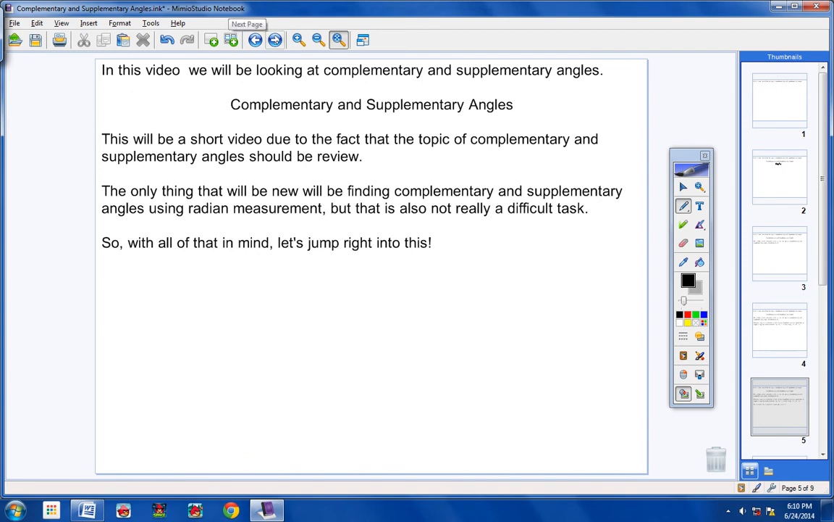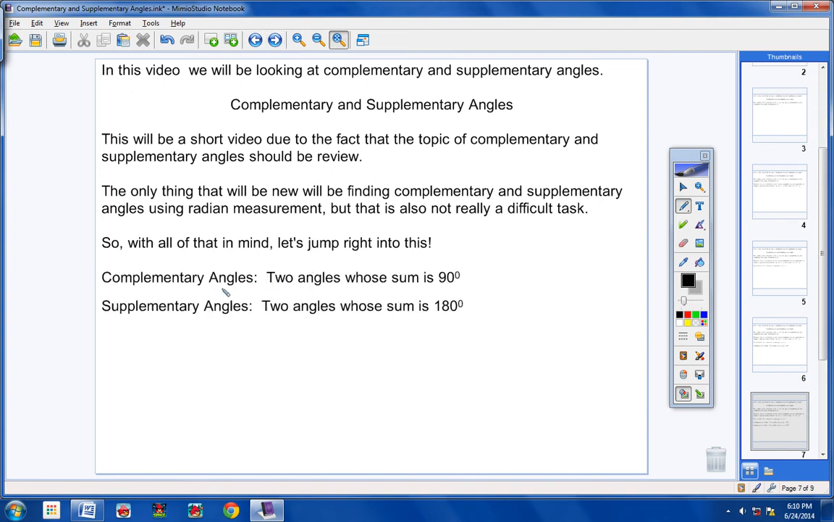Here are a couple definitions I would like you to write down. I would like you to write down the definition of complementary angles. When I tell you that you have complementary angles, that means you have two angles whose sum is 90 degrees. An example of this would be 35 degrees and 55 degrees. We say that these two angles are complementary because if you add them together, they equal 90.